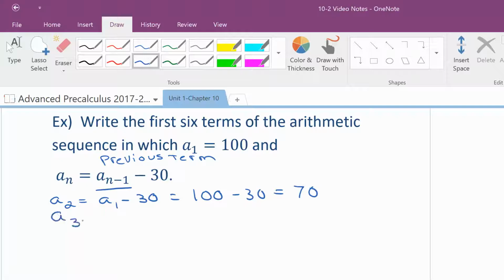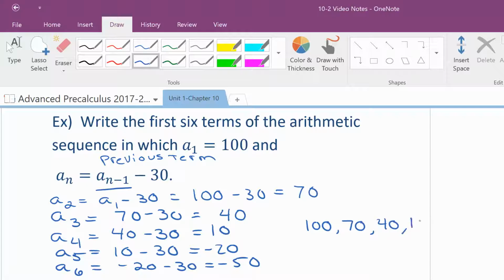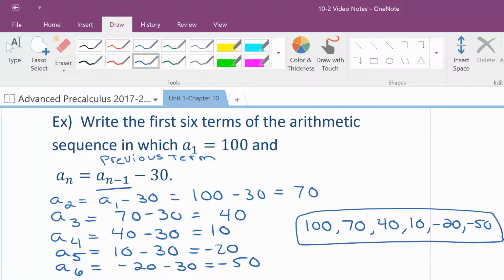Then the third term would be 70 minus 30, which is 40. The fourth term would be 40 minus 30, which is 10. The fifth term is 10 minus 30, which is -20. And the sixth term is -20 minus 30, which is -50. So the first 6 terms are 100, 70, 40, 10, -20, -50. Those are the 6 terms.